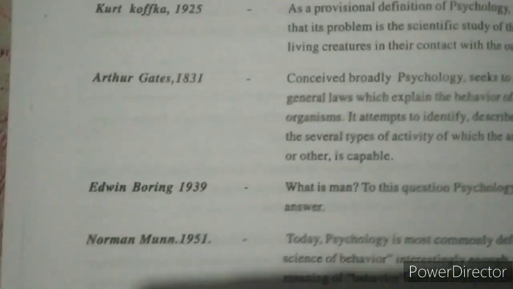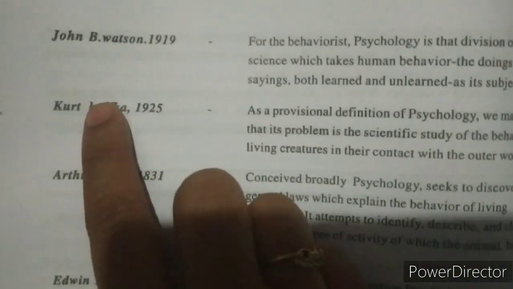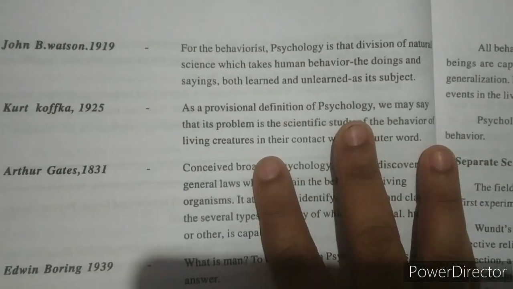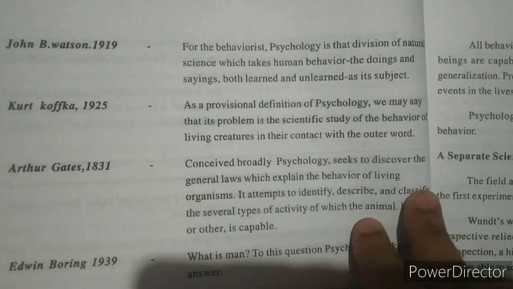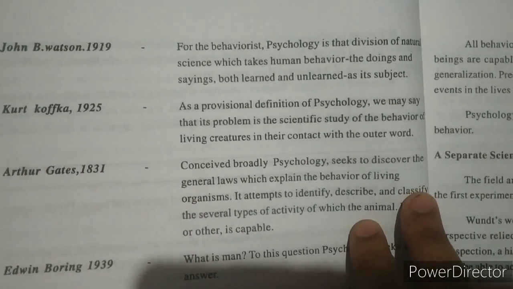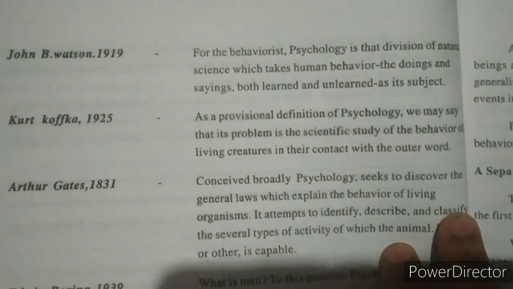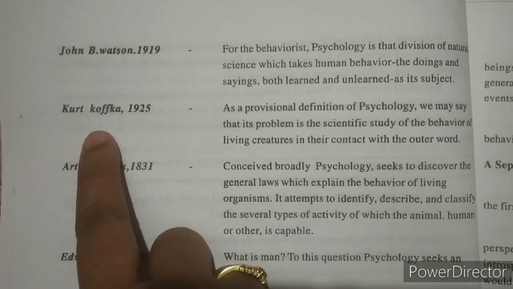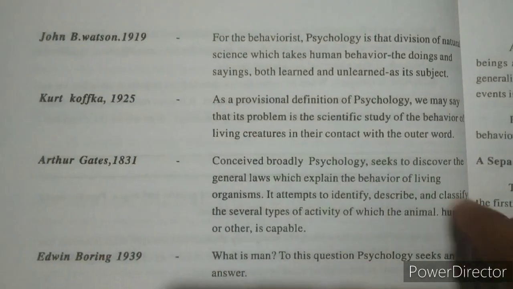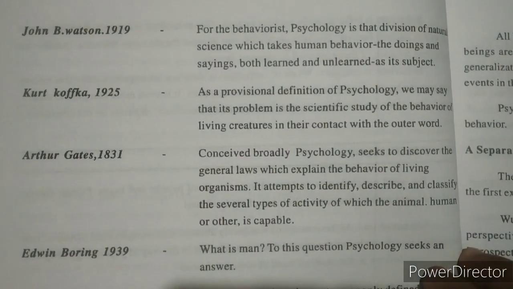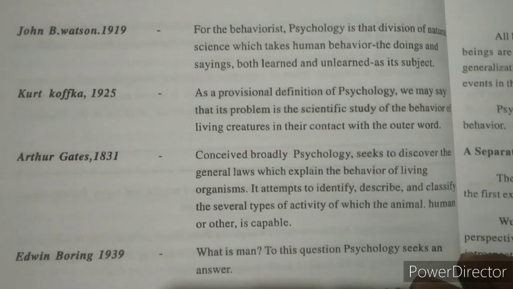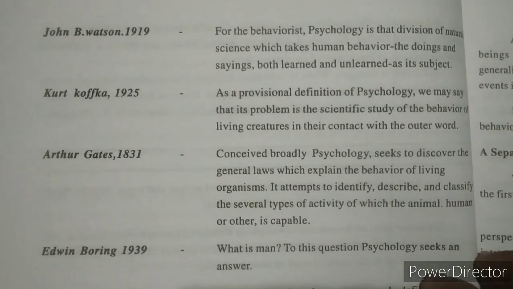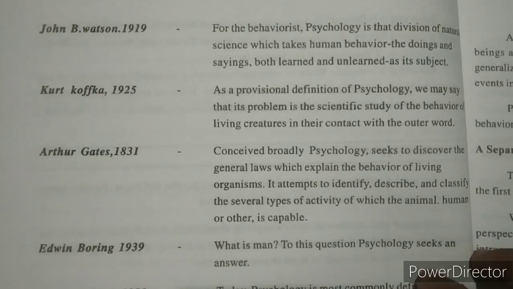Next, John B. Watson in 1919 stated that for the behaviorist, psychology is that division of natural science which takes human behavior, the doings and sayings, both learned and unlearned, as its subject. Next, Kurt Koffka in 1925 says, as a provisional definition of psychology, we may say that its problem is the scientific study of the behavior of living creatures in their contact with the outer world.